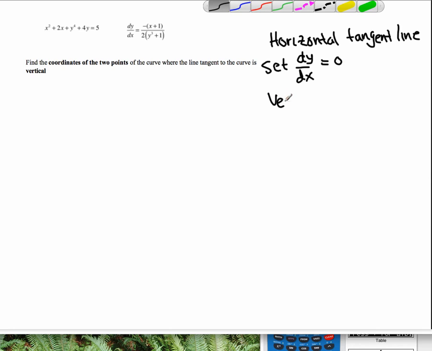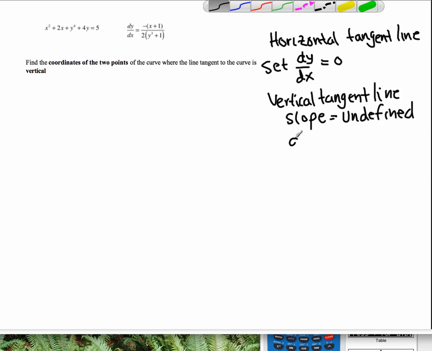For vertical tangent lines, we know that the slope of a vertical tangent line is undefined. So that means I want to have my slope to be something, a number over 0. So I want to know what will make this undefined. That means that the denominator has to equal, you set it equal to 0. What will make the denominator equal to 0?